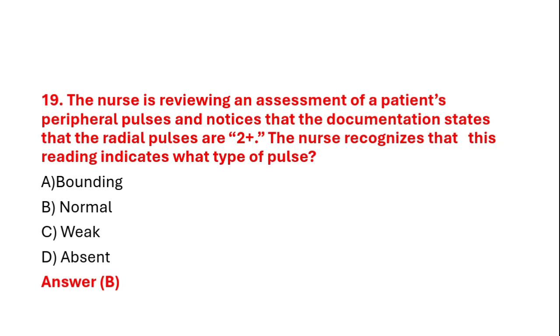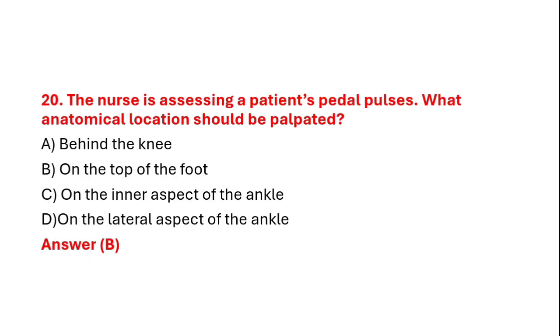Question number 19. The nurse is reviewing an assessment of a patient's peripheral pulses and notices that the documentation states that the radial pulses are 2+. The nurse recognizes that this reading indicates what type of pulse. Option A, bounding. Option B, normal. Option C, weak. Option D, absent. Correct answer is option B, normal.